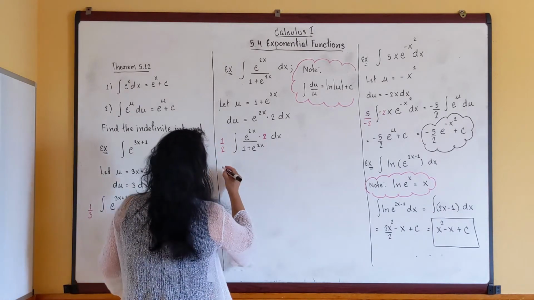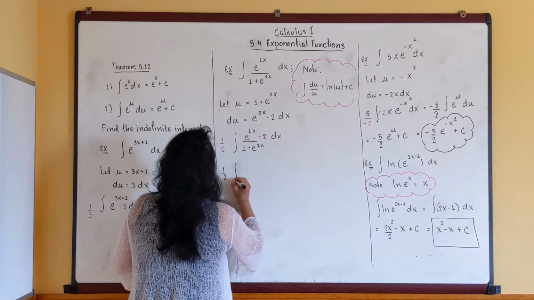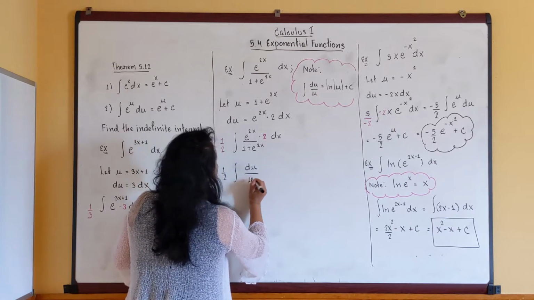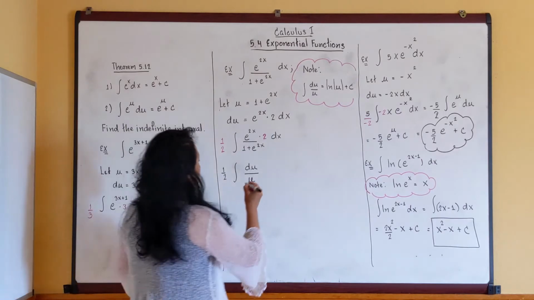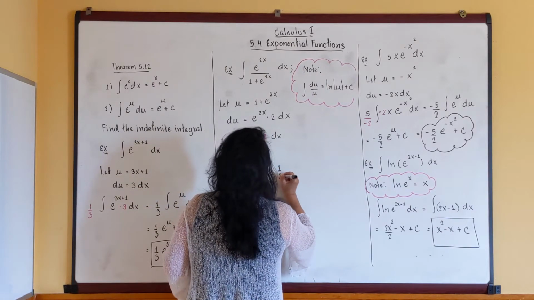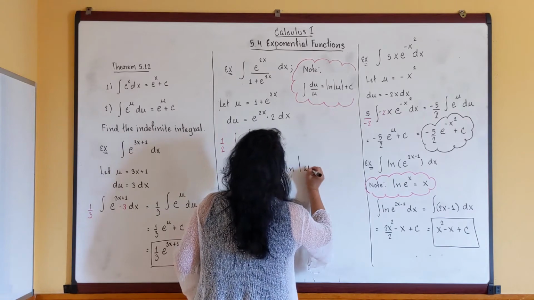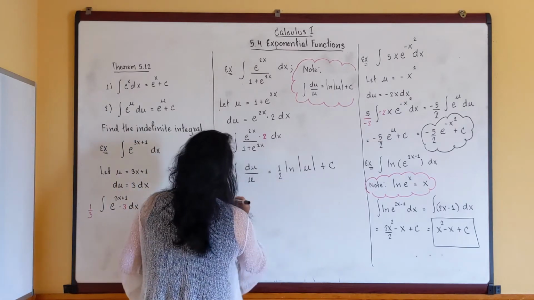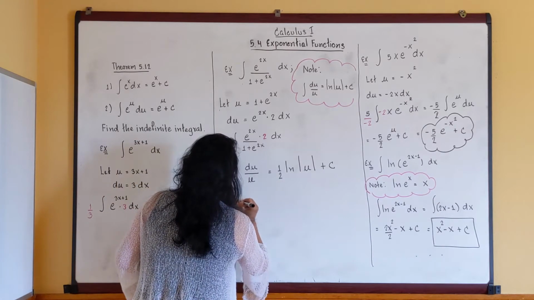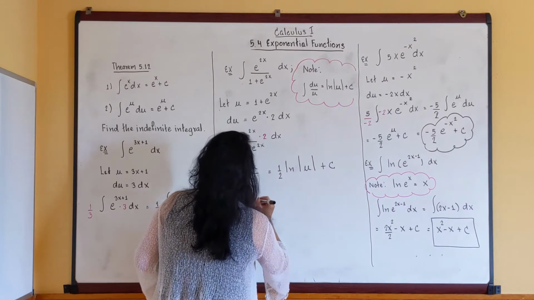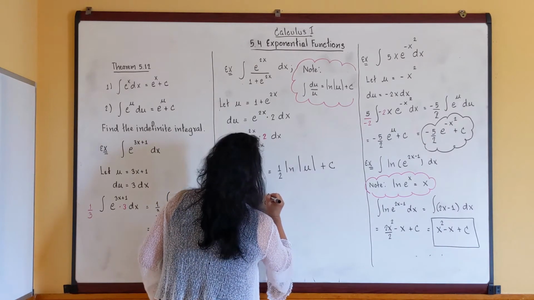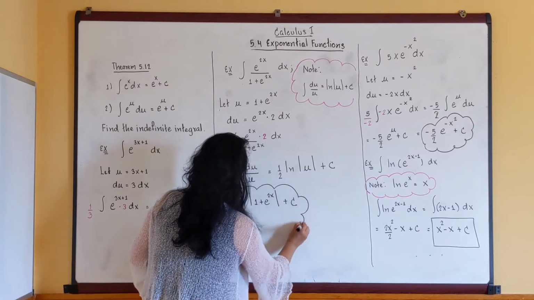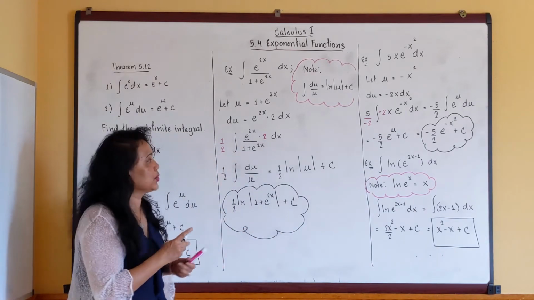Then I have a 1/2 and an integral. This is just du, and this is u, which fits our formula. Then it's going to equal 1/2 ln absolute value of u plus c. Now I'm going to substitute my u back, which is 1/2 ln absolute value of 1 plus e to the 2x, plus c. Alright, that's the u substitution.